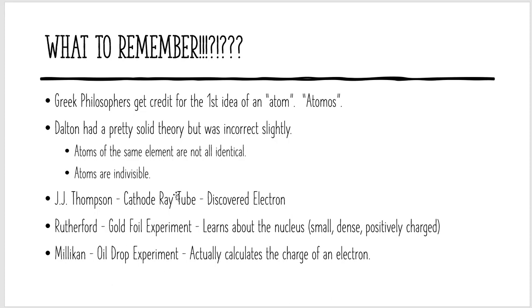The things to take from this lesson are the order in which we just discussed everything. The Greeks with the first idea of atomos, something that's indivisible. Then Dalton and his atomic theory, and we want to know where he went wrong. Then J.J. Thomson, cathode ray, who discovered the electron. Rutherford, gold foil, who learns about the nucleus. And then Millikan, the oil drop experiment, who is able to calculate the charge of an electron.